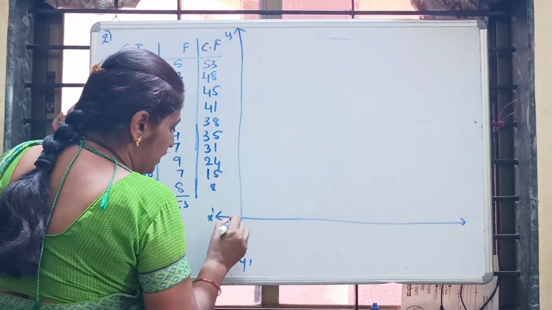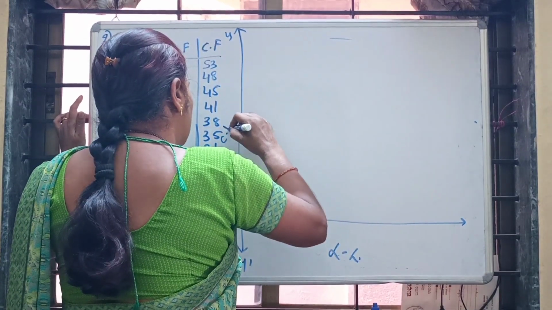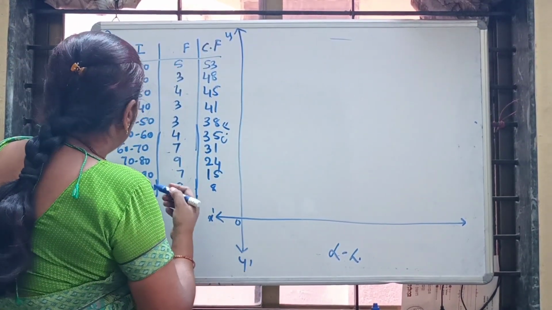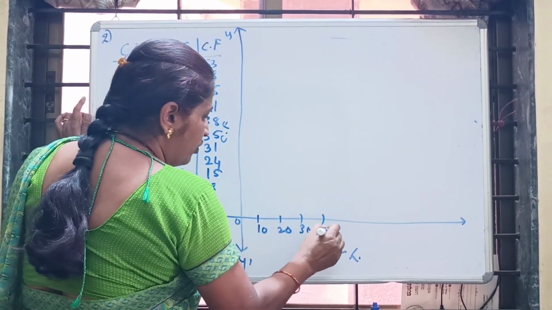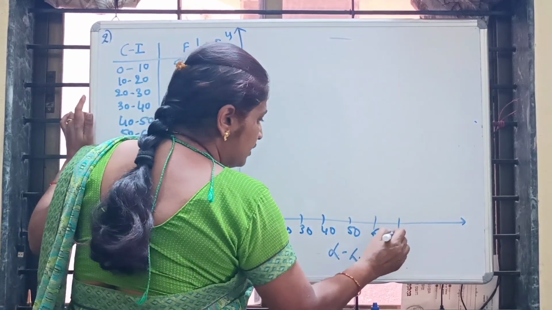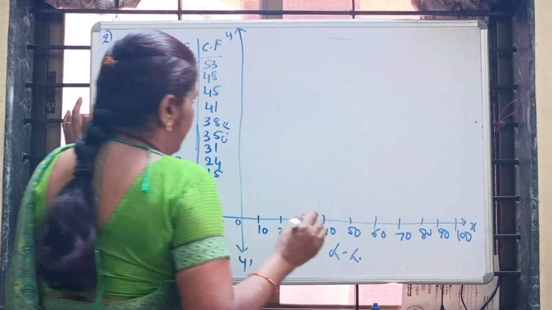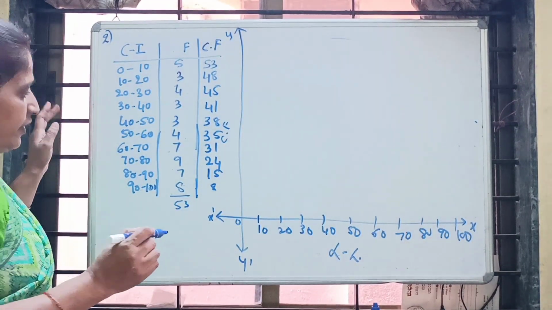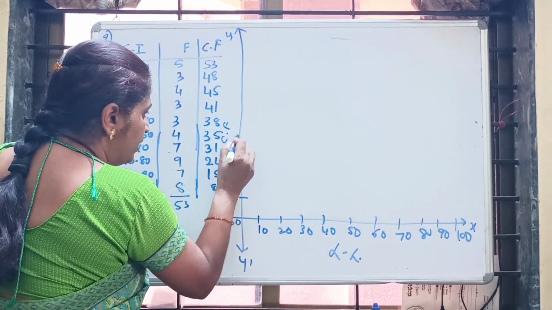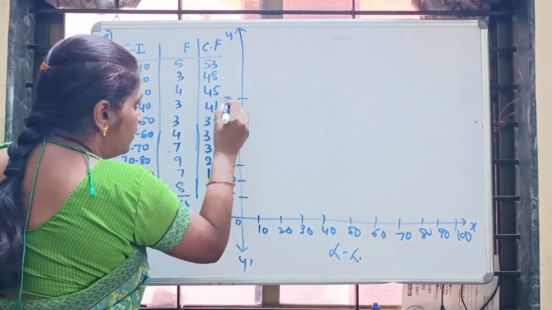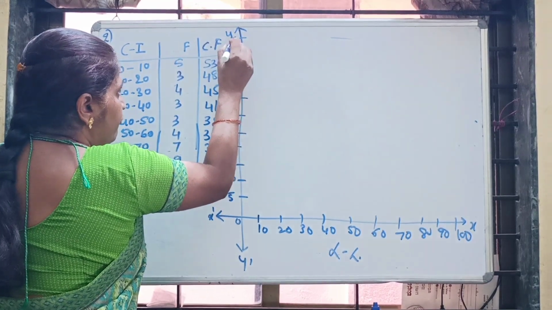On the x-axis, x dash, we are going to take the lower limits. Now, here as usual, cumulative frequencies. Lower limits means again it is 0, 10, 20, 30, 40, 50, 60, 70, 80, 90, 100. This is your x. Here you can take the same scale: 5, 10, 15, 20, 25, 30, 35, 40, 45, 50, 55.